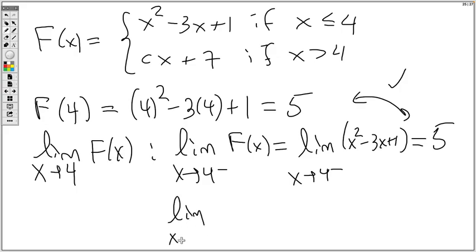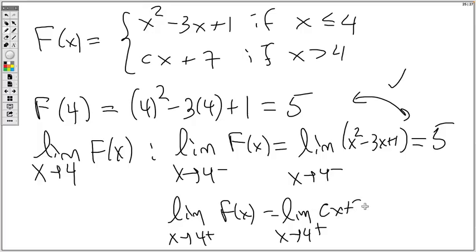What do we get when we come in from the right? We come into 4 from the right. What formula are we using for the function? Yeah, the cx plus 7. Now don't let that c freak you out. That c is not a variable. It's a constant. It's a parameter. The limit is on the x. So as x goes to 4 from the right, what's my answer going to be here? You're plugging in x equals 4. So your answer is going to be what? Yeah, 4c plus 7. Does that make sense or not?